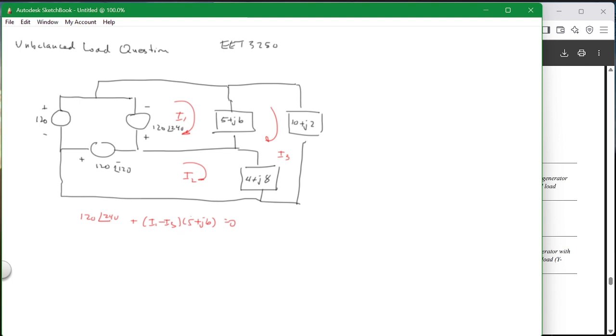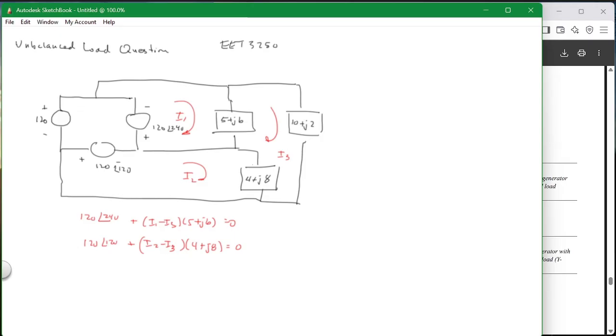What about the second loop, the I2 loop? I come in from the plus side, so I write plus. That's 120 at 120 plus, I come over here, and it's I2 minus I3 times what? 4 plus J8 equals 0.